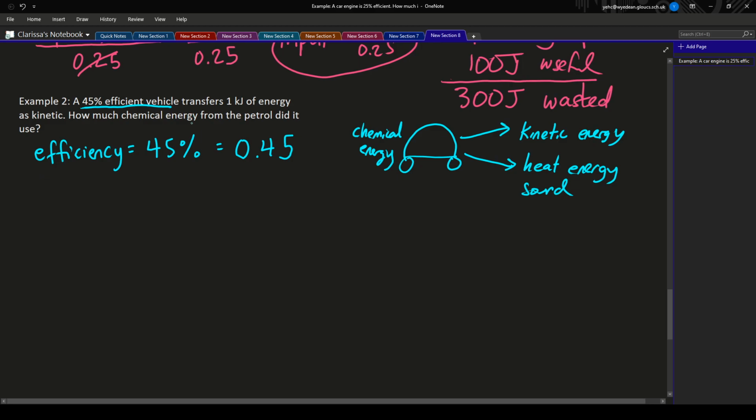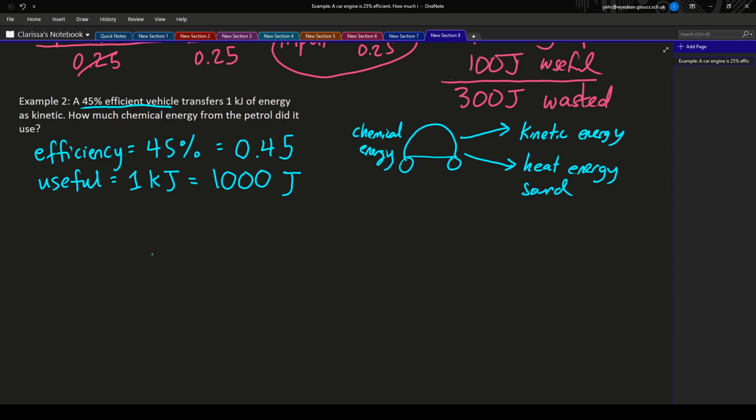So when it says 1 kilojoule of energy is kinetic, I know that's useful because it's a vehicle. So I'm going to write useful is equal to 1 kilojoule, but remember we want all of this in regular joules. Kilo means 1,000, so that's 1,000 joules. How much chemical energy from the petrol did it use? Well, chemical energy was the input.